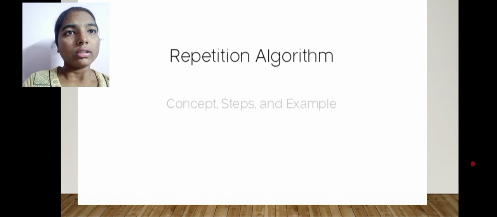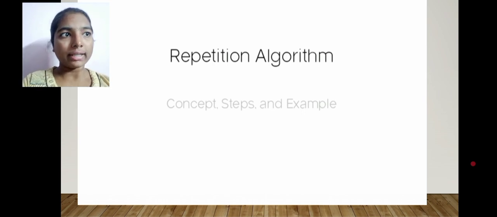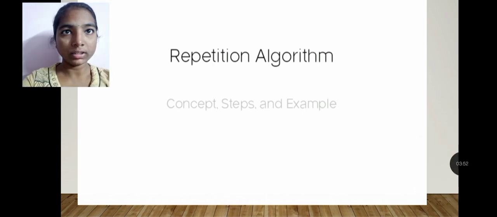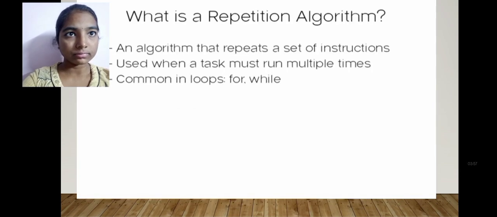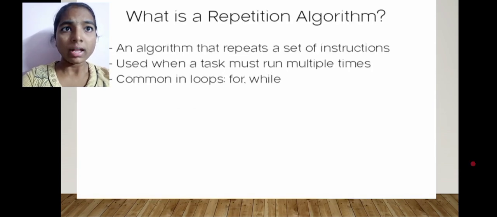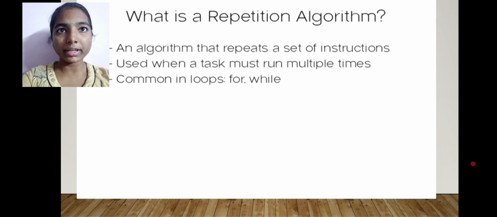Next, we will discuss about repetition algorithm. What is a repetition algorithm? An algorithm that repeats a set of instructions, used when a task must run multiple times, and common in loops: for, while. And here, an iteration mechanism is used. If the statement is written in an iteration block, it will execute for a given number of times.